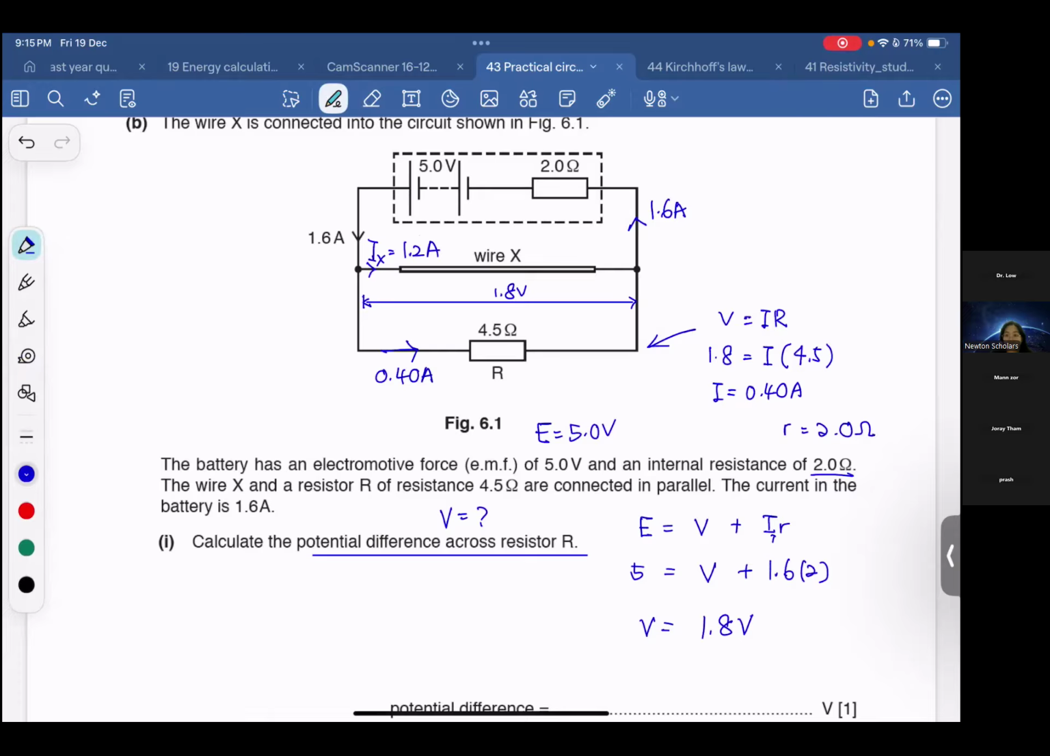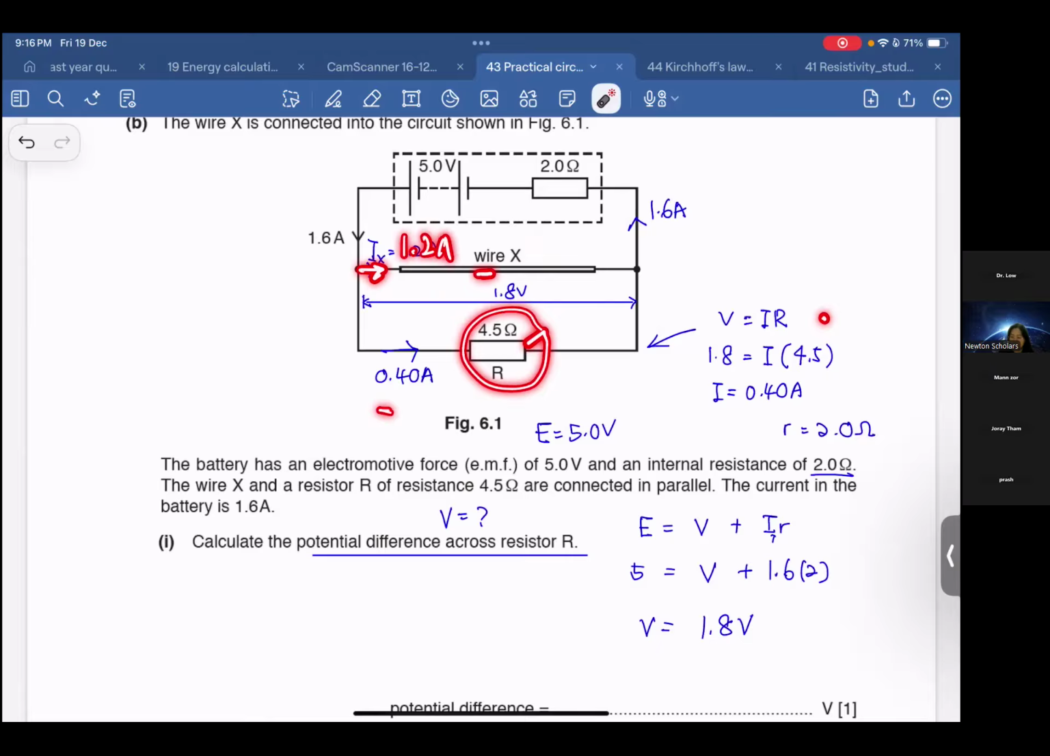Jore, correct. Kai Chen, correct. Okay, so Fatima, here I know this is 1.8 because just now in the first question I calculated 1.8. Then after that, I want to know this resistance. I know the voltage, but I don't know the current. So second step, I need to find the current. Current for the R here, I know that is 0.4 ampere. So that means the wire X should have the current 1.2 ampere.